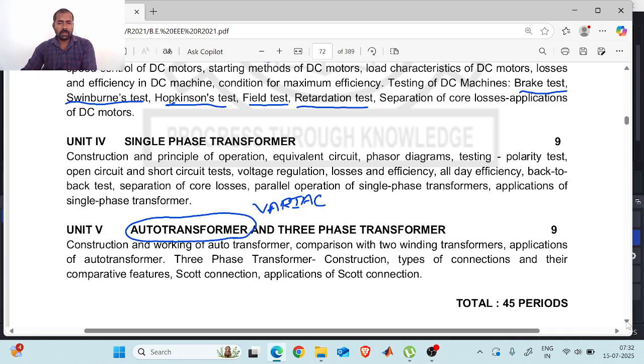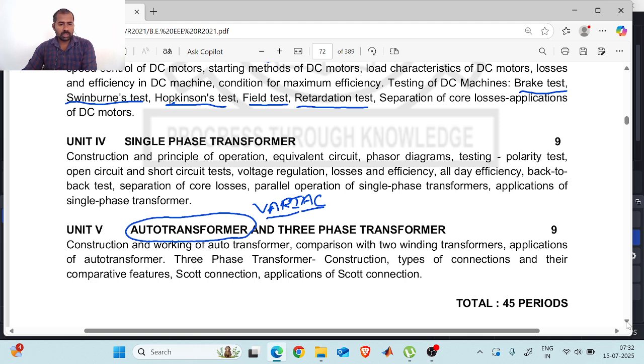Variable AC. So another name of auto transformer is variac, which is nothing but variable AC. And another transformer is the three phase transformer. For this transformer, input will be three phase supply, and the output also will be three phase output. You can regulate the output, right?